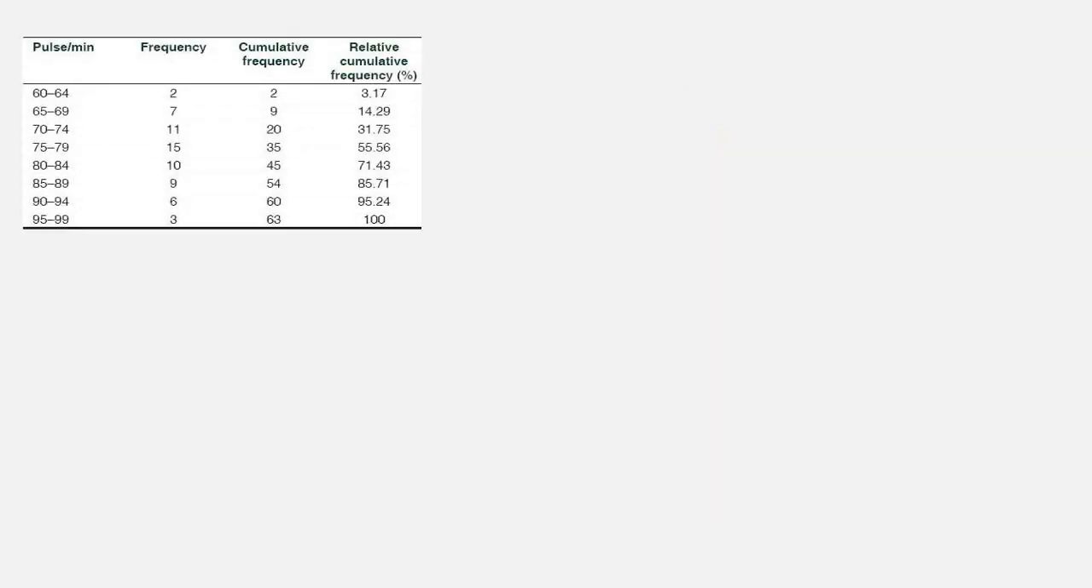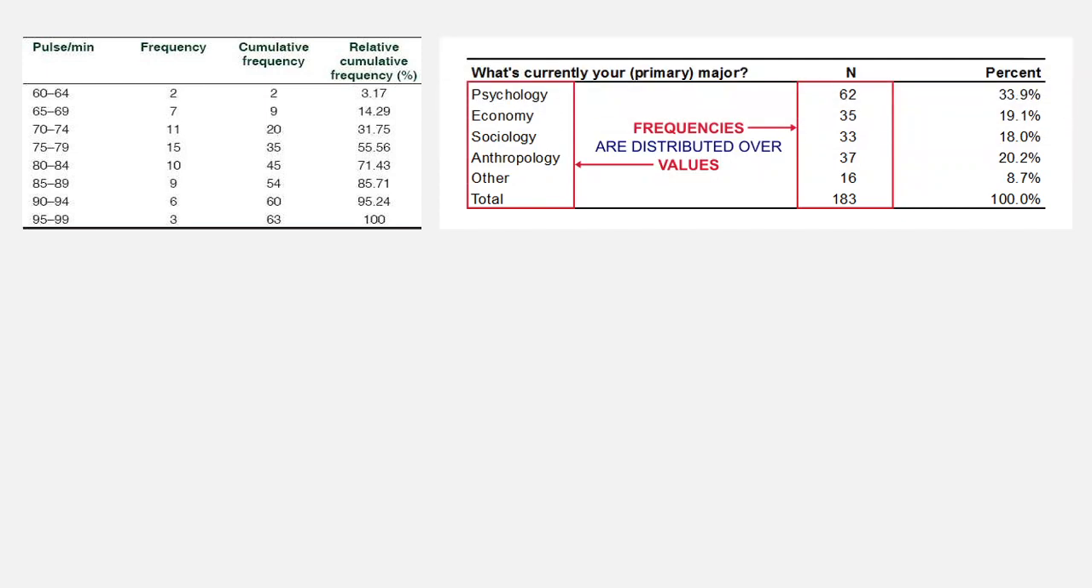Here are some more examples of some grouped frequency distributions. I showed you this pulse per minute one. Again, the idea is if you want to create a grouped frequency distribution because you have many unique scores, the grouped frequency distribution is likely going to be a good option for you.